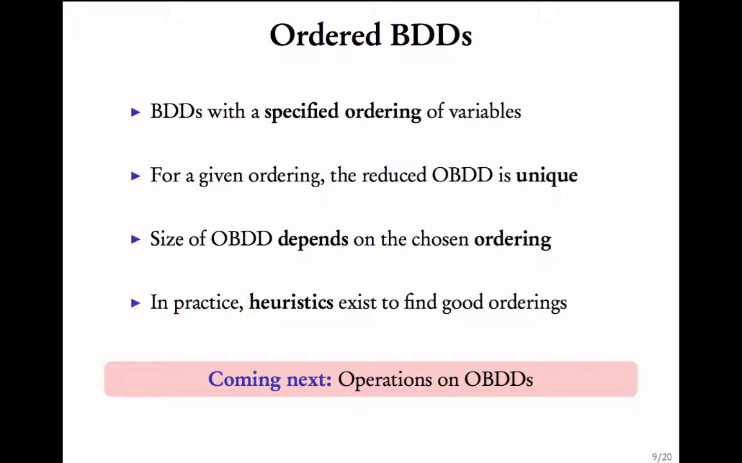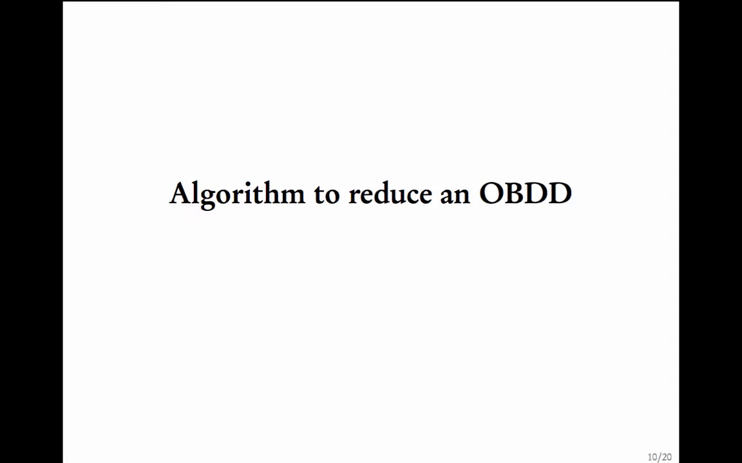Now, we have seen what OBDDs are. Now let's try to come up with algorithms for OBDDs. In particular, we will look at reduction algorithms and union, dot and complement. So let's first start with a reduction algorithm. In the last module, we saw how to apply some rules repeatedly to get a reduced OBDD. But now we will give you a more structured algorithm for reduction of an OBDD.